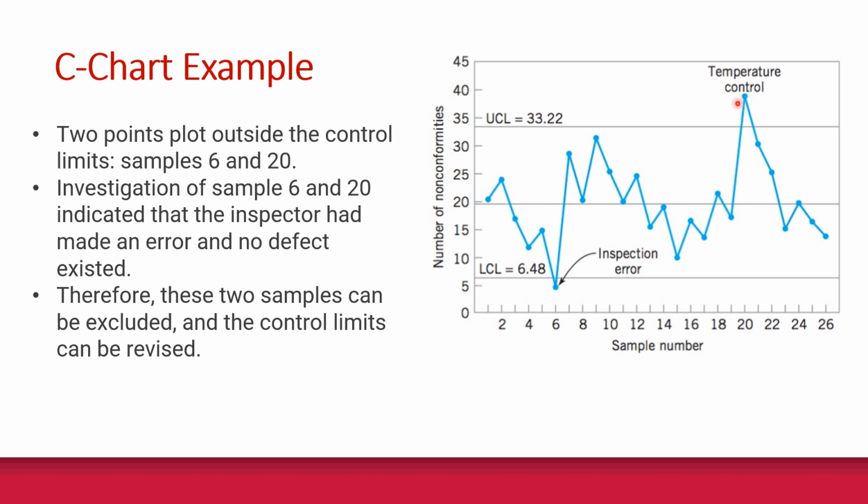So therefore these two samples can be excluded from our data set, and then we can just replot because we found assignable causes. We know what caused these problems. So it wasn't a problem with the process; it was a problem with just a failed instrument or an operator error kind of thing. It's not a problem with the underlying process that we have.